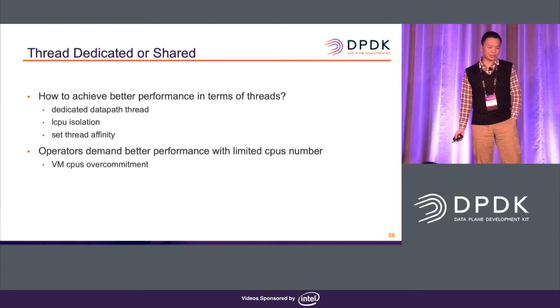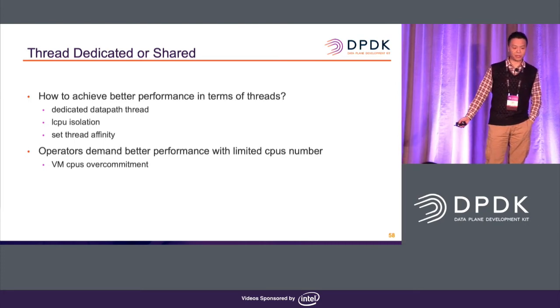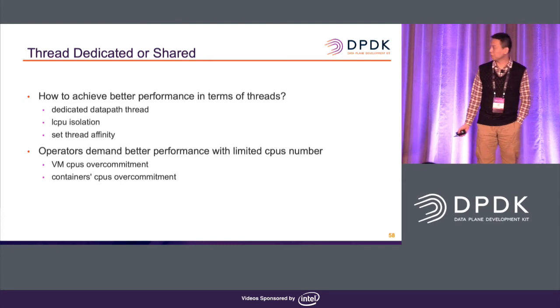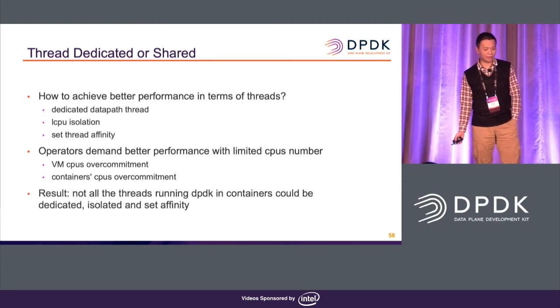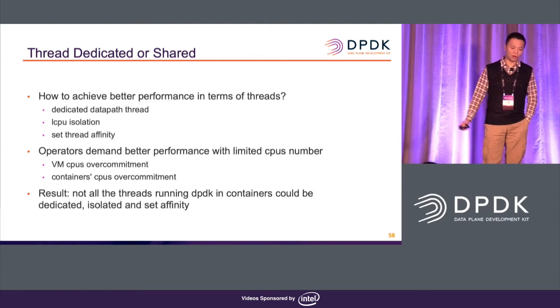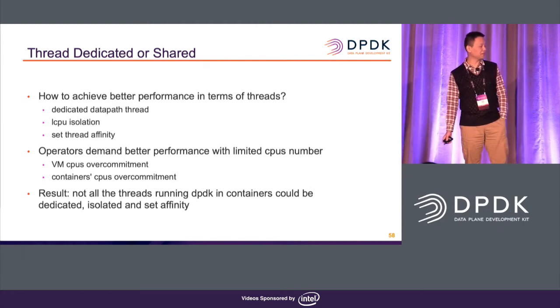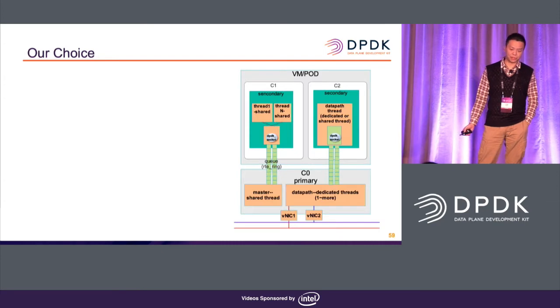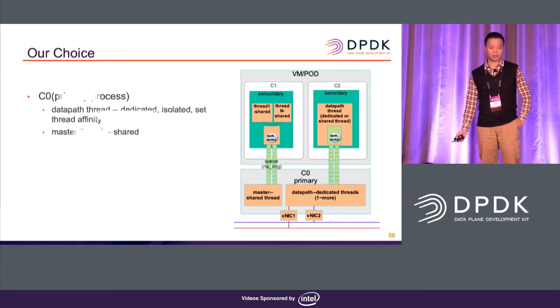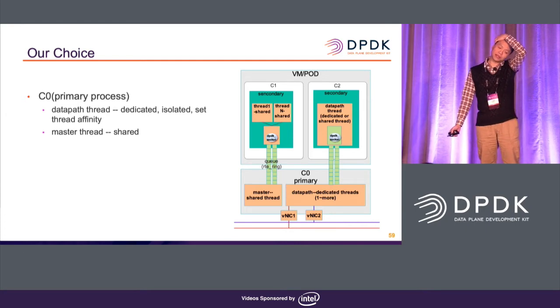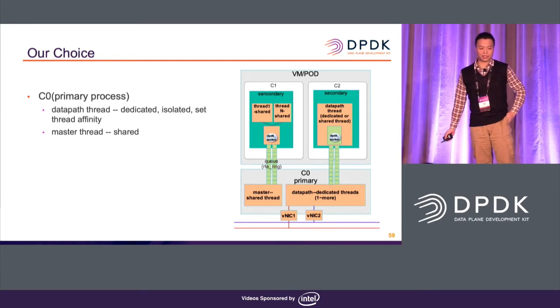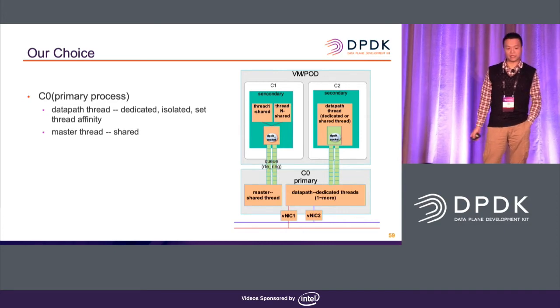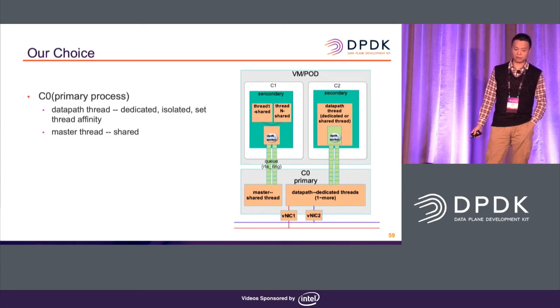This will result in VM CPU overcommitment and container CPU overcommitment. The result is that not all the threads running DPDK in containers can be dedicated, isolated, or set with affinity. Our choice is: in container 0, the data path thread will use dedicated, isolated, and set thread affinity. And the master thread, we will let it be shared.